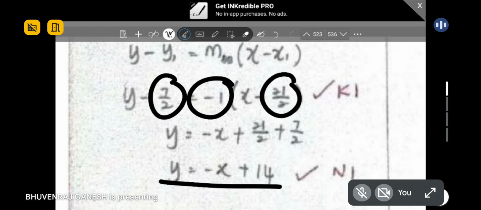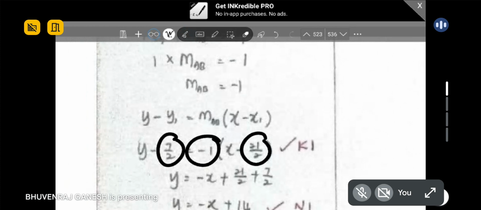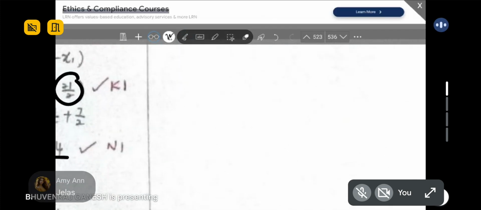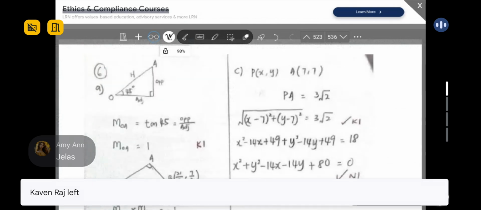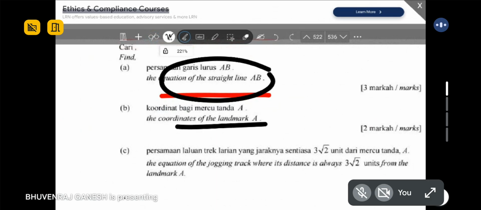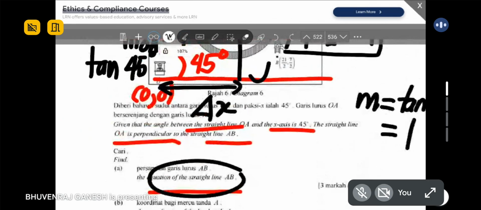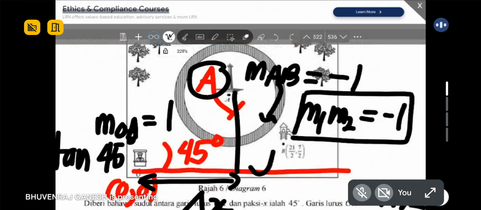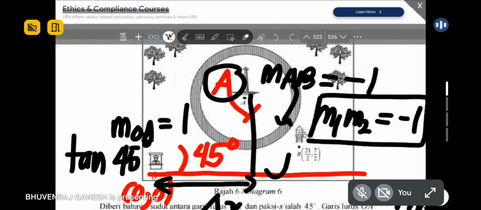Can you understand this question? Jelas how to do it? Can, no problem? Okay, so no problem, continue. If you guys have a question, make sure you stop me. Don't just be silent over there. Okay, next one. Coordinates of landmark A. So they now want you to find the point A. So you already have the equation of AB, equation of OA.